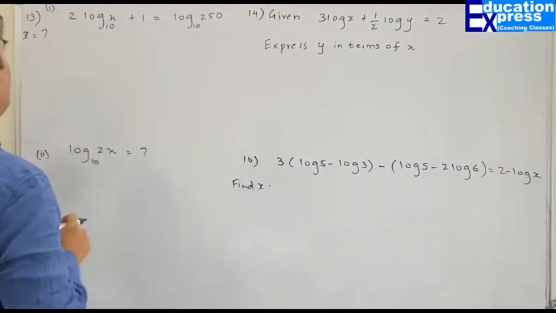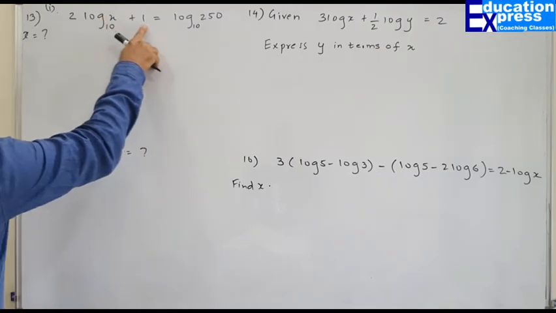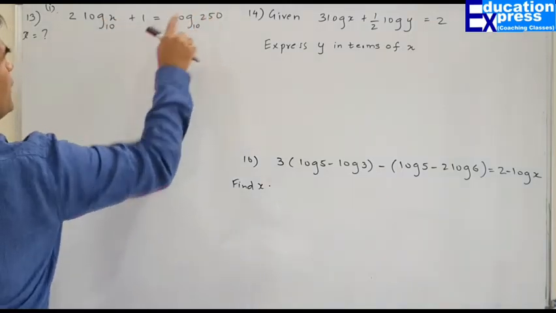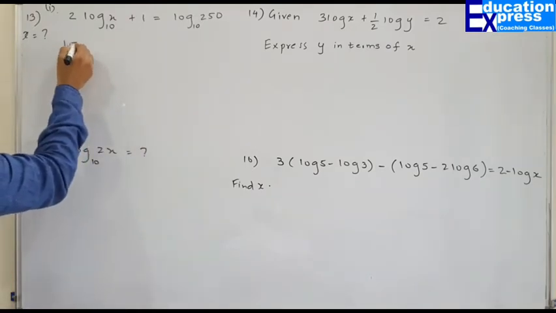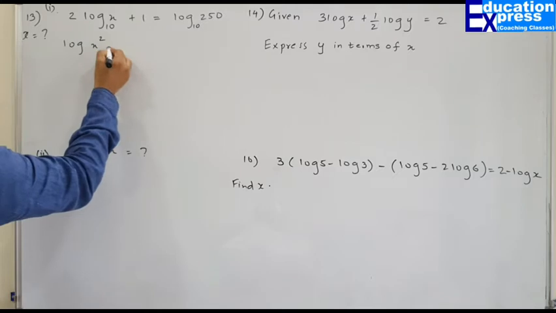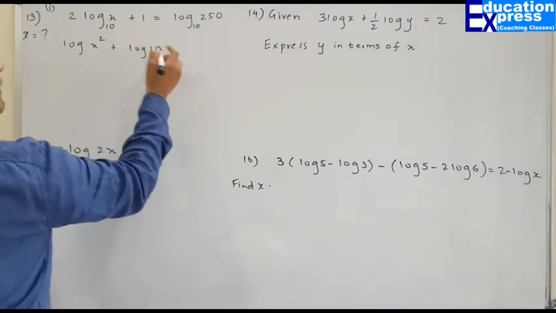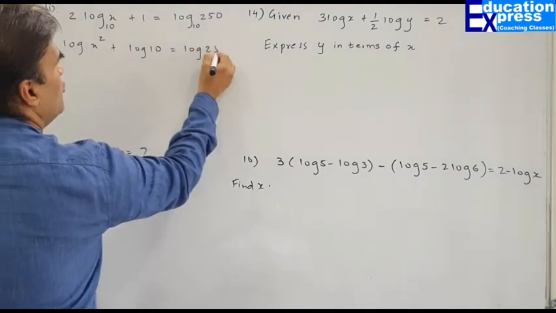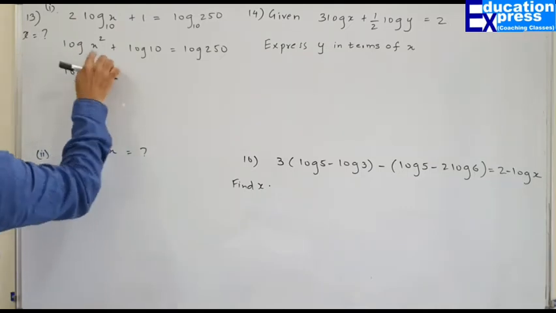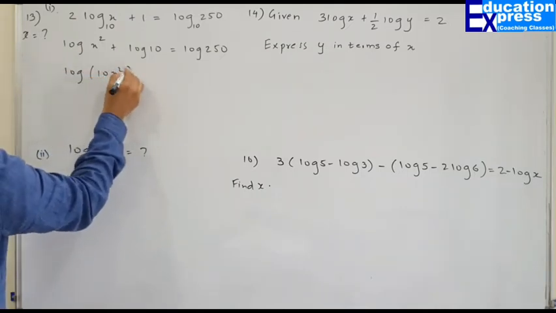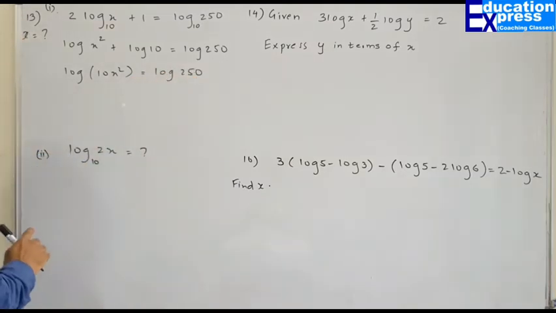So let us start with question number 13, first part. 2 log x plus 1 is equal to log 250. Base is given to us as 10. So we can write this as log of x square plus log 10, and log 10 is 1, equal to log 250. Log a plus log b is log ab. So it will become log of 10x square equals log 250.